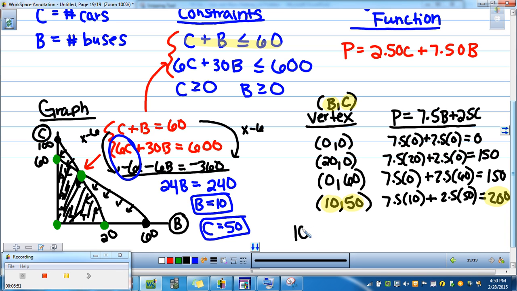So to state our final answer, we're going to give some meaning to these numbers. 10 buses, 50 cars, max profit is $200.